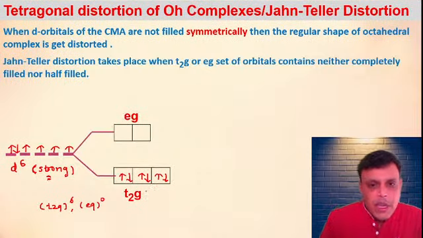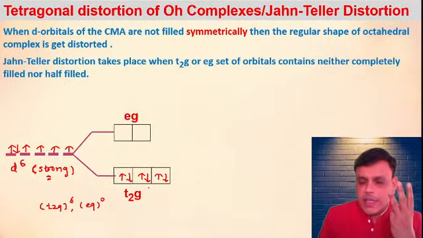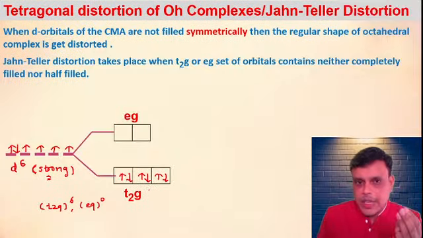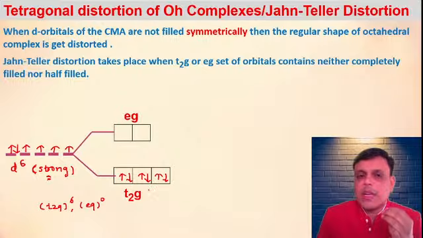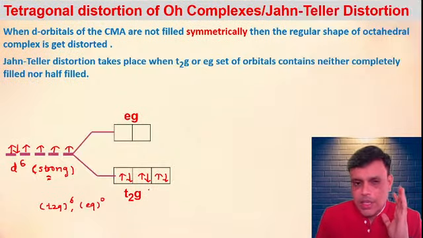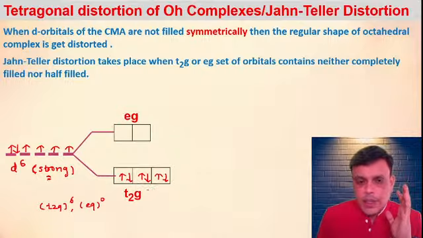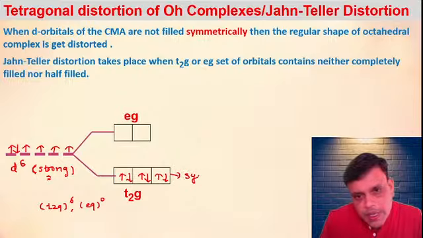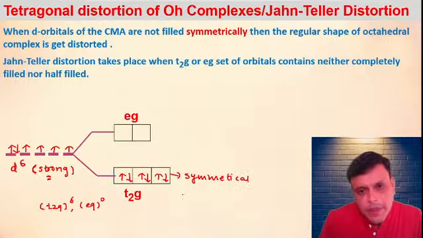Now here, how many T2g orbitals are there? There are 3 T2g orbitals, and the capacity of one orbital is 2 electrons. So 3 orbitals can occupy 6 electrons. If this is the condition, then it is called a symmetrical filling of electrons.